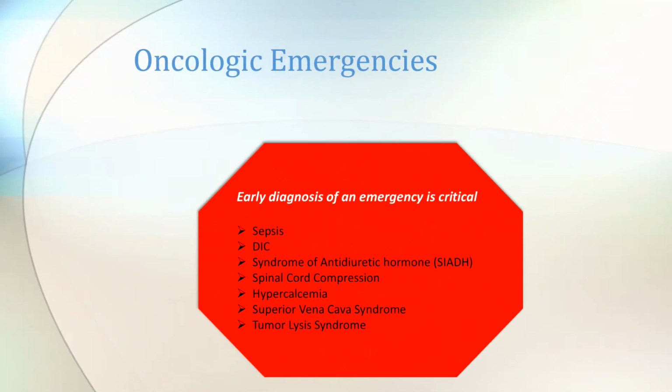Let's discuss oncologic emergencies. Cancer is a chronic disease. However, a number of complications from the cancer and its treatment can occur. Early diagnosis and immediate intervention of these emergency conditions are essential to avoid life-threatening situations. These are sepsis, DIC, SIADH, spinal cord compression, hypercalcemia, superior vena cava syndrome, or tumor lysis syndrome. You want to refer to your textbook for specific nursing interventions for these critical complications.